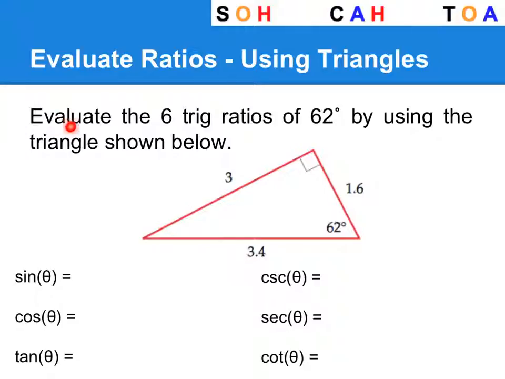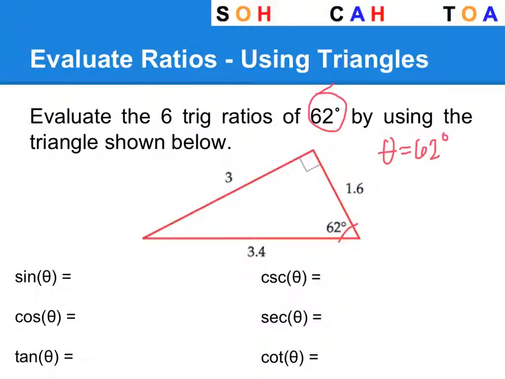What is the question? Evaluate the 6 trig ratios of 62 degrees. Let me circle that because that sounds like it's going to be important. By using the triangle shown below. So in this case, theta is this angle right here. You write this down. Theta equals 62 degrees.